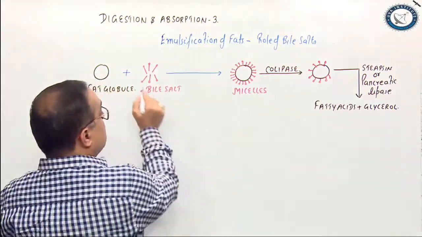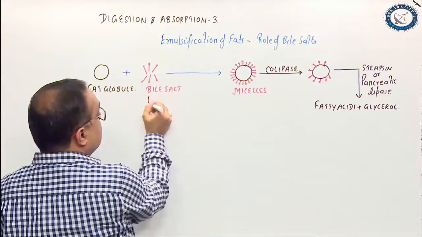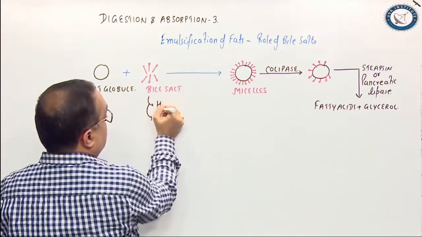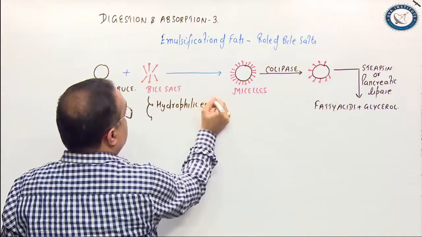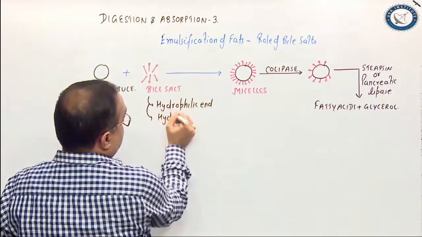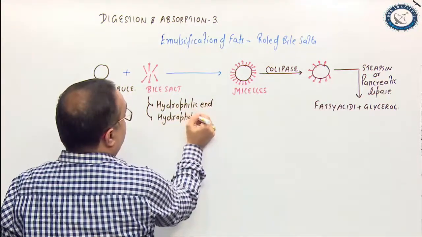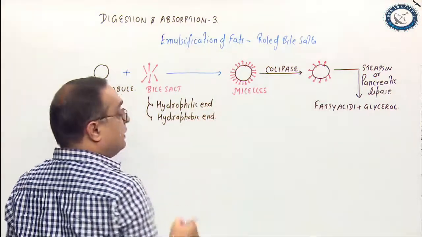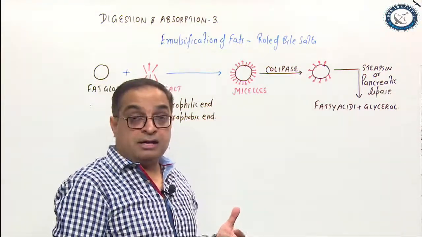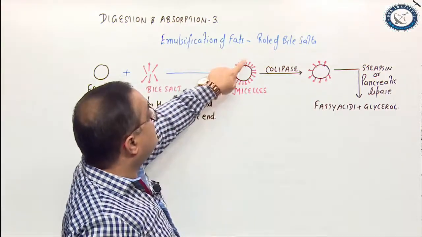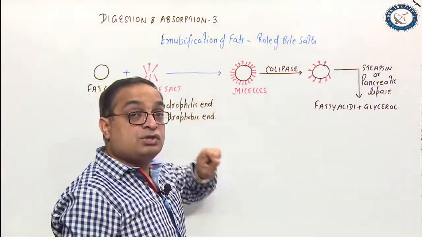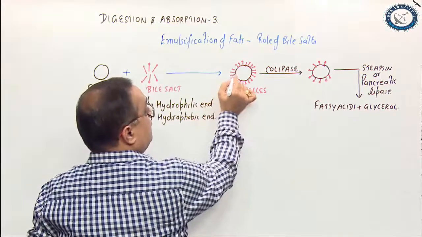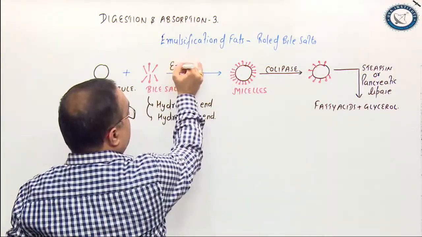Bile salts have a hydrophilic end and a hydrophobic end. Hydrophilic means water loving. So, the water loving end is this one, which is soluble in water. The other terminal is the sterol terminal, right? The sterol terminal is soluble in the fats.